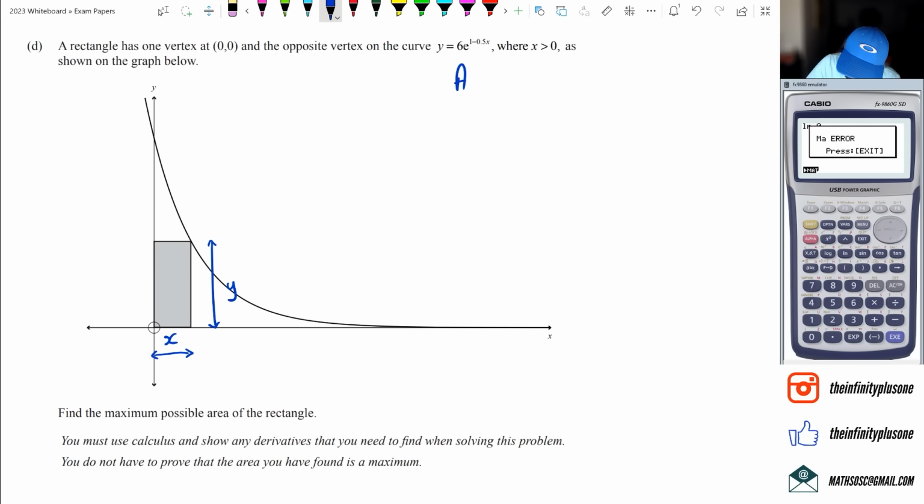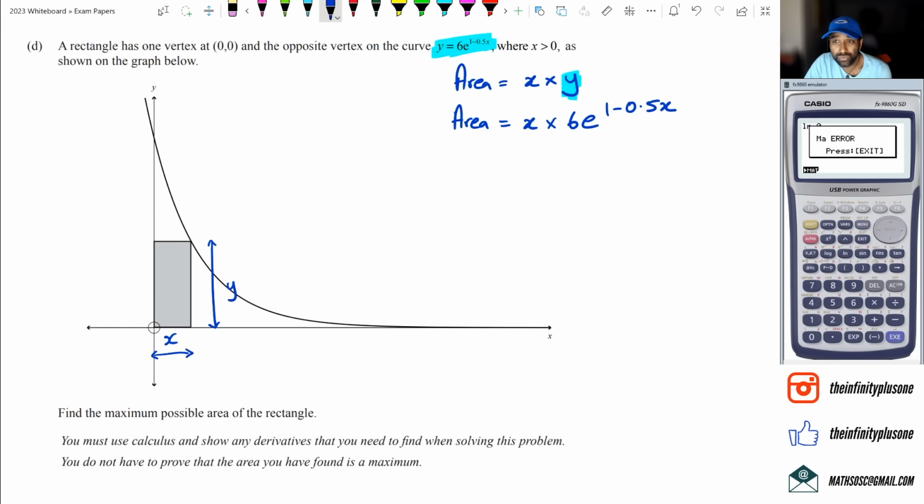So in other words, we can actually say the area of this rectangle is equal to base times height, which is x times y. And that's literally what we're going to do here, because we know that y is equal to this, because that's already given to us. So it actually says y is equal to that, which means we can say x times 6e1 minus 0.5x. And what we've got to do is differentiate this, put this equal to 0, find out what x is, and then substitute it back into the original equation to actually get our area.